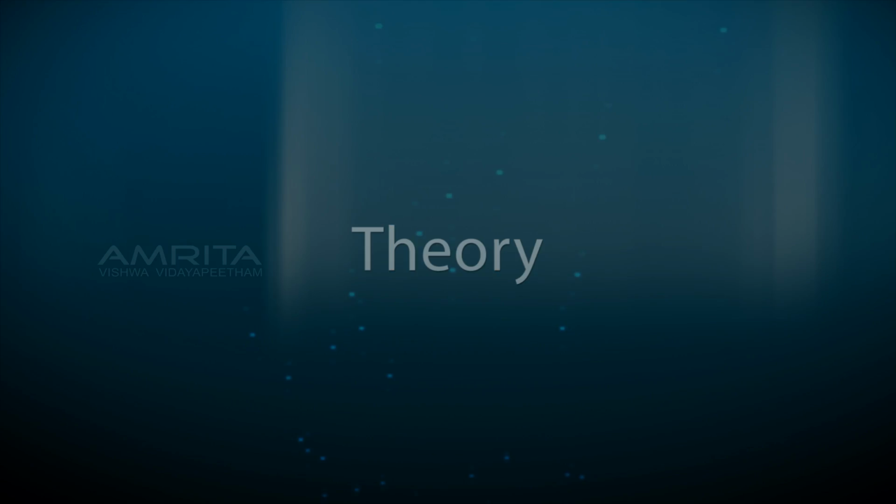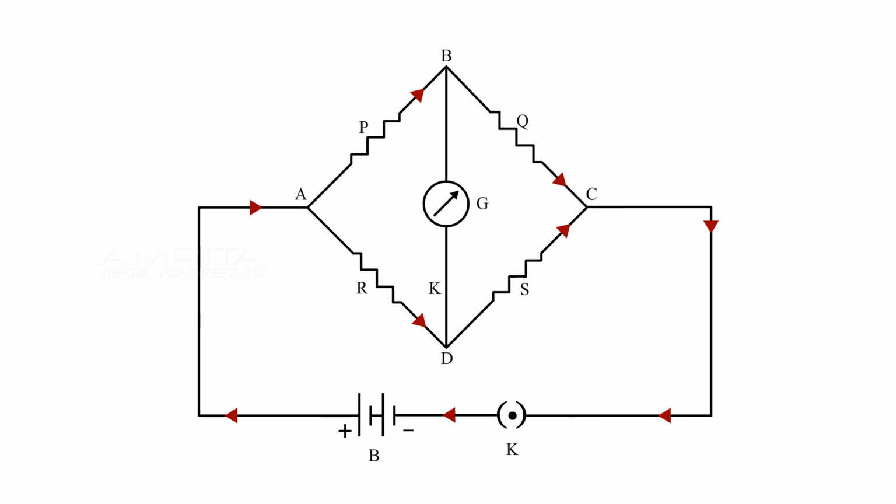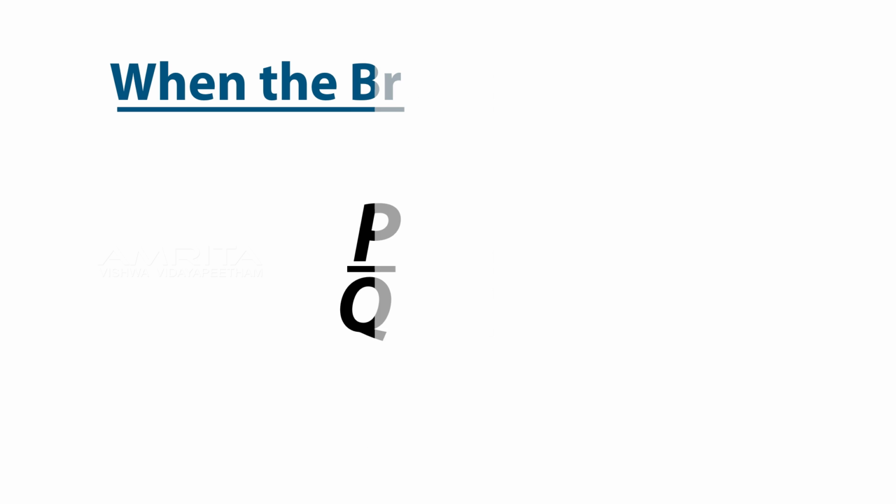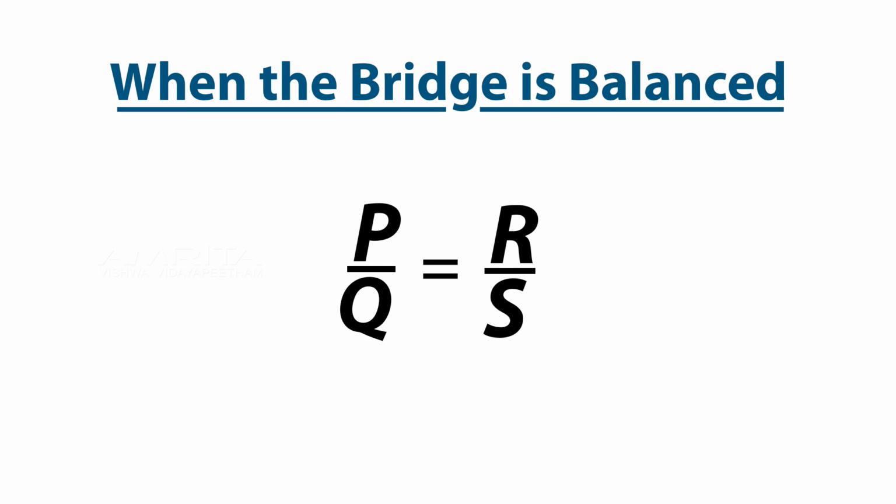Theory: the meter bridge works under Wheatstone's principle, which states that when no current passes through the galvanometer, that is, when the bridge is balanced, P by Q is equal to R by S.